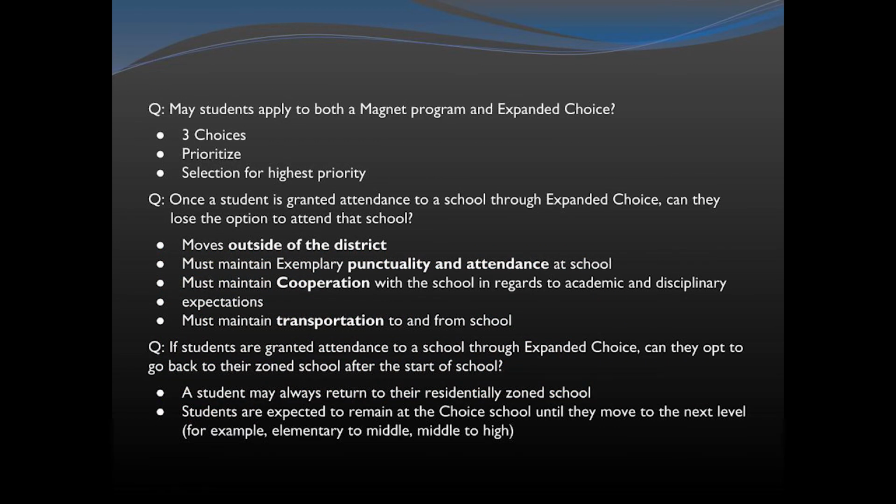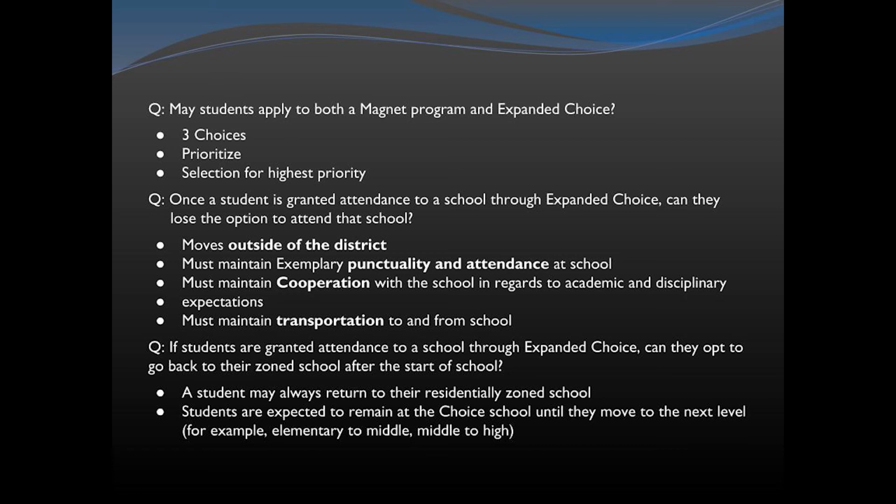Questions that we frequently get are, may students apply to both a magnet program and expanded choice? Yes. During any choice process, any given year, students will have 3 choices. You can choose all 3 expanded choice programs at 3 different schools. You can choose a magnet program and 2 expanded choice. You can mix your choices with a variety of selections. You will need to prioritize your choices from 1 to 3. Because with the choice process, you will get your highest priority and will not have a choice for any other selection.